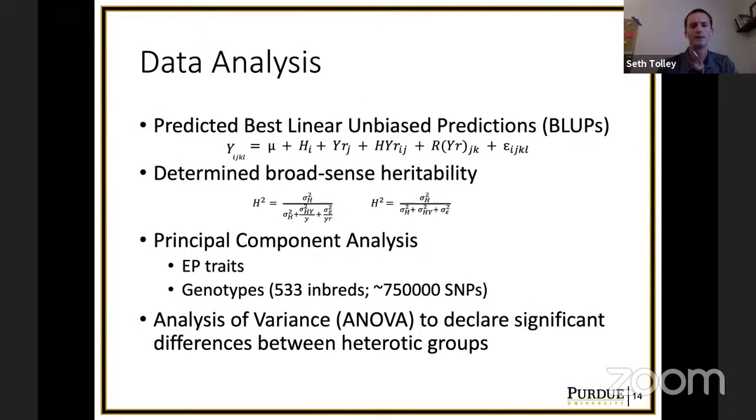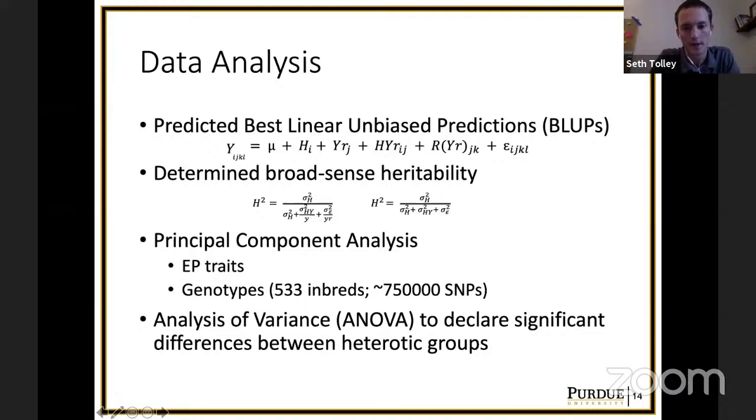For this study, we did a couple of different data analyses. The first was that we predicted our BLUPs using the following equation, where the phenotype was equal to the population mean plus the random effect of the hybrid plus the fixed effect of the year plus the random interaction between hybrid and year. Then we had the fixed effect of rep nested within year. Finally, we just had the error term.